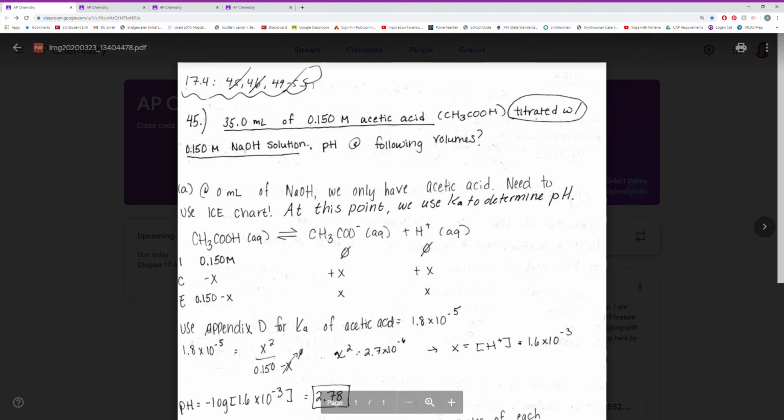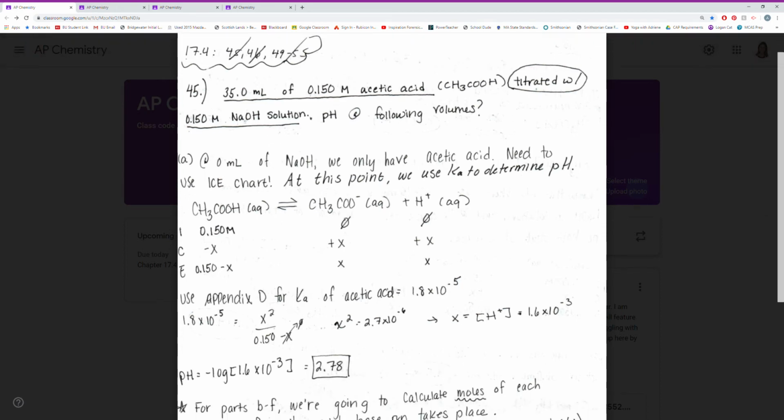So let's just start off. We've got 35 milliliters of 0.150 molar acetic acid, and we are going to be slowly adding over time 0.150 molar sodium hydroxide. So for part A, we have 0 mL of sodium hydroxide, and so clearly we only have acetic acid. And because we only are dealing with our weak acetic acid, we really just need to use our good old ICE table paired with Ka to determine pH.